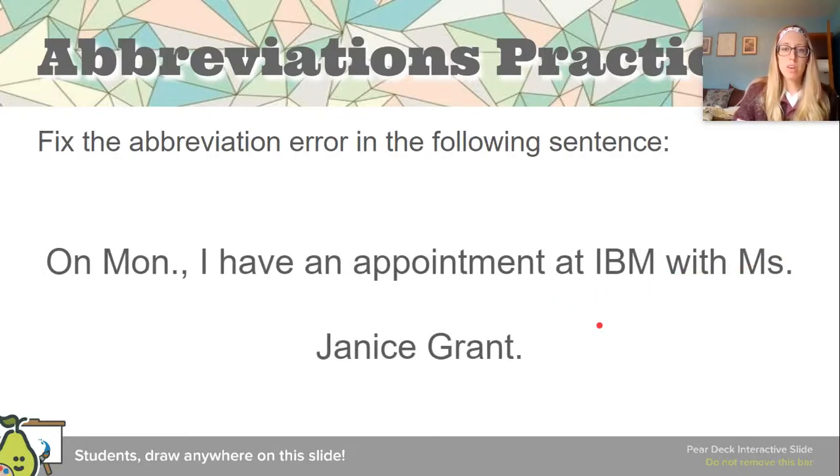This one, we have another 3 abbreviations. We've got Ms., IBM, and then Mon. for Monday, and we would want to spell Monday out. The other 2 abbreviations are acceptable in formal writing.